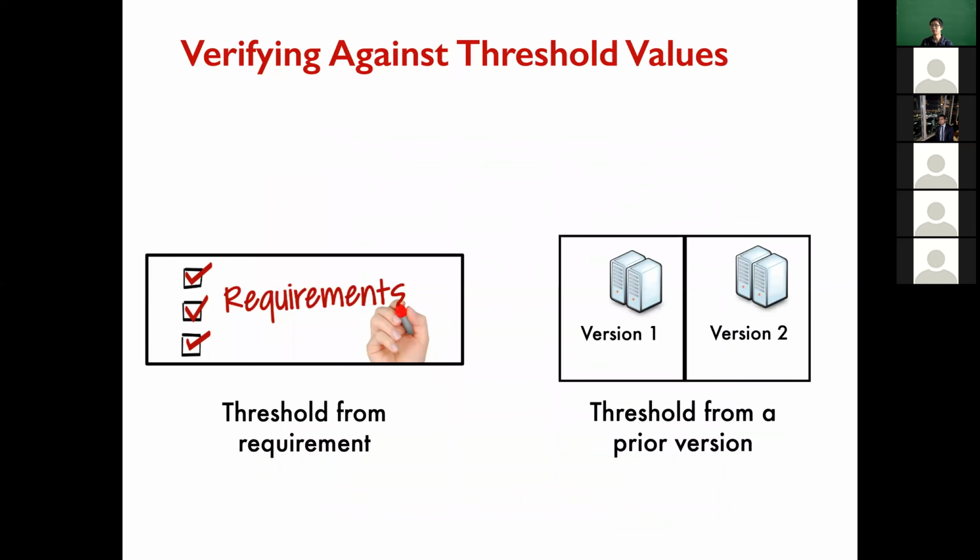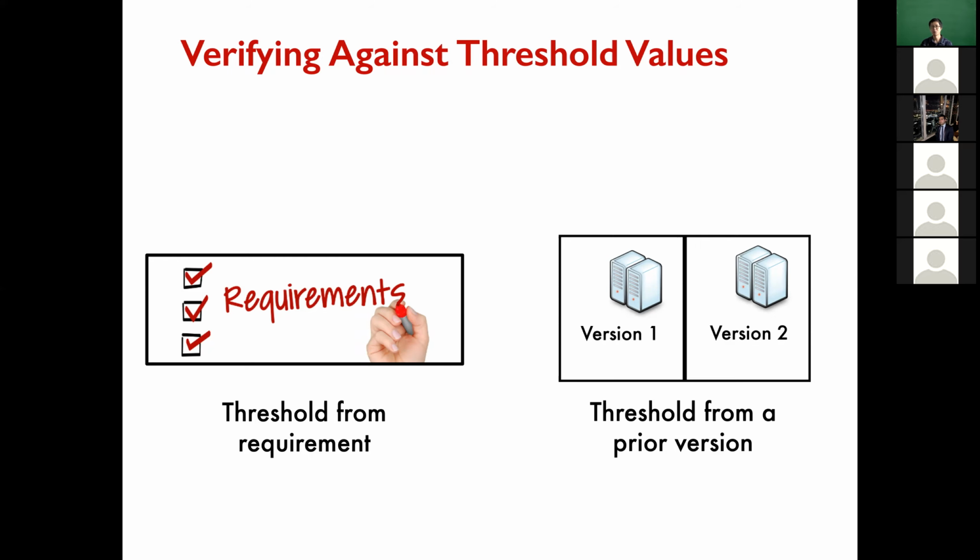So for example, to verify against the threshold values, you can determine a threshold from the requirements, from your non-functional requirements, right? You can compare the test results with the threshold specified in your non-functional requirements. Also, the threshold can be from a prior version. For example, you need to make sure your version 2 is not slower than your version 1, and version 2 is not using more resources than version 1. You don't have performance regressions, right? So that is verifying against the threshold values.